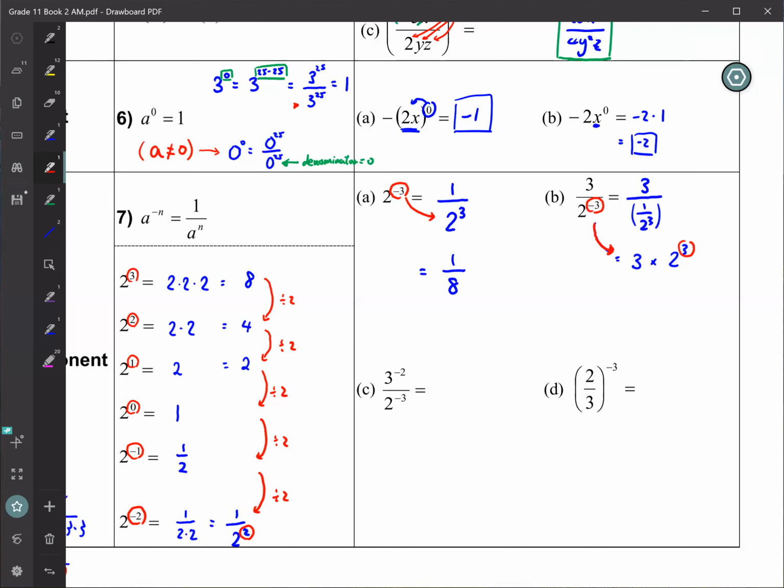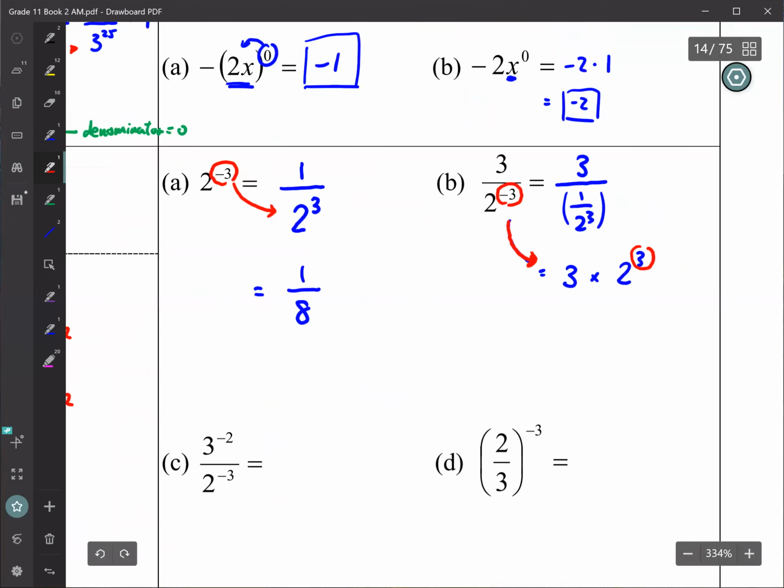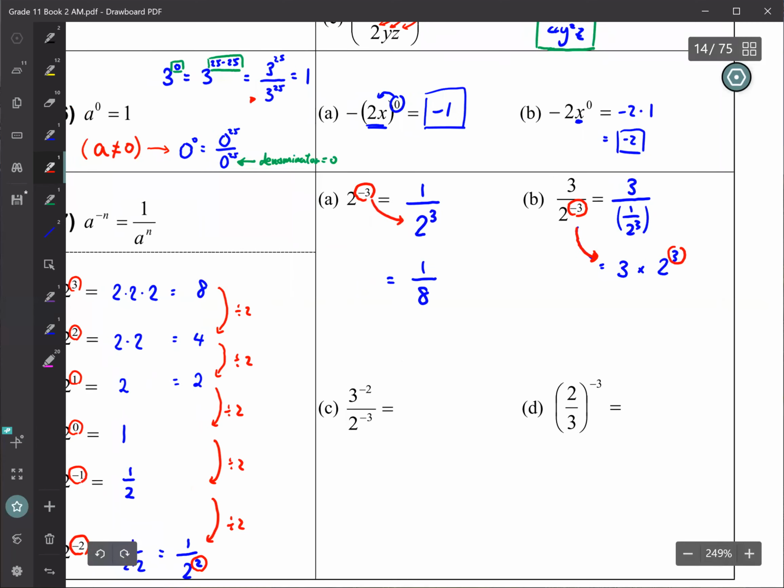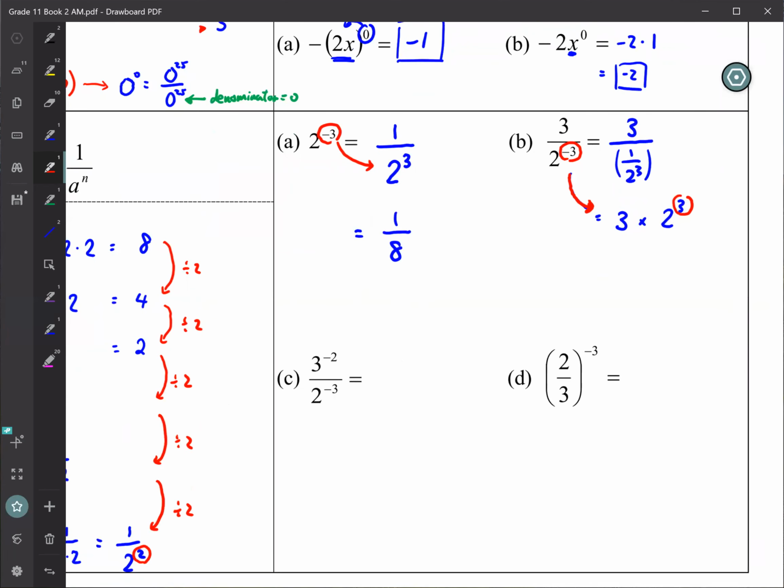Okay, so for question B, you have 2 to the -3 in the denominator. It will go up, go up to meet with the number 3, and then become multiplying. Okay. Any questions so far? You just switch the side, and then the negative will go. So question C. Do you want to try, Brendan? What do you get?